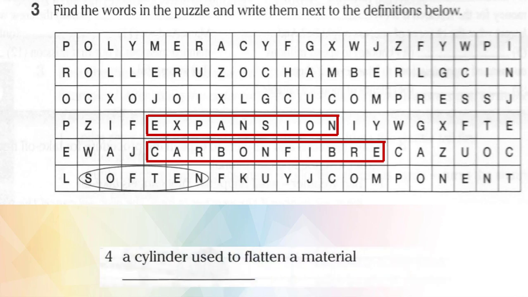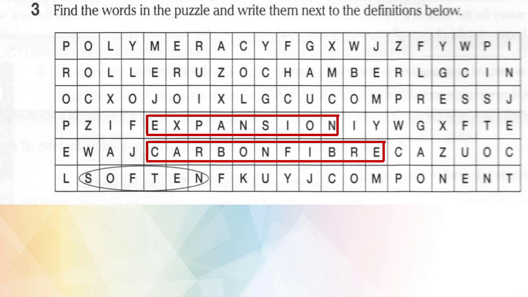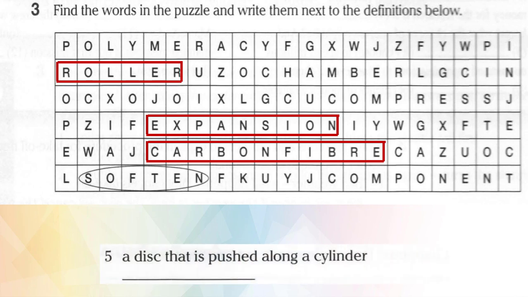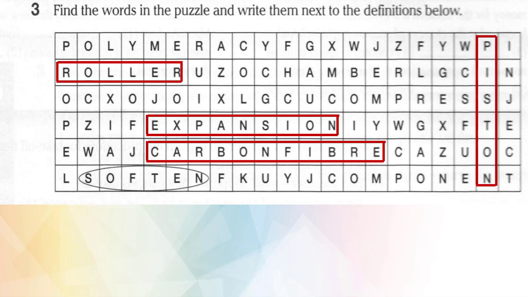Number 4, a cylinder used to flatten a material. Ruler. Can you find it in the ruler? Good. 5, a disc that is pushed along a cylinder. We call it piston. Yes. Here. Good.